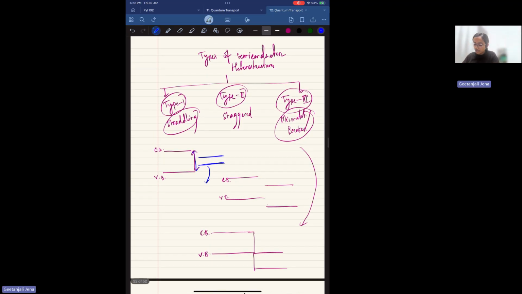We can also see the examples of type 1, type 2. For type 1, let's say gallium arsenide and aluminum gallium arsenide form the type 1. For type 2, indium arsenide and gallium aluminum antimonide. And for type 3, we have... so these are some examples of type 1, type 2, and type 3.